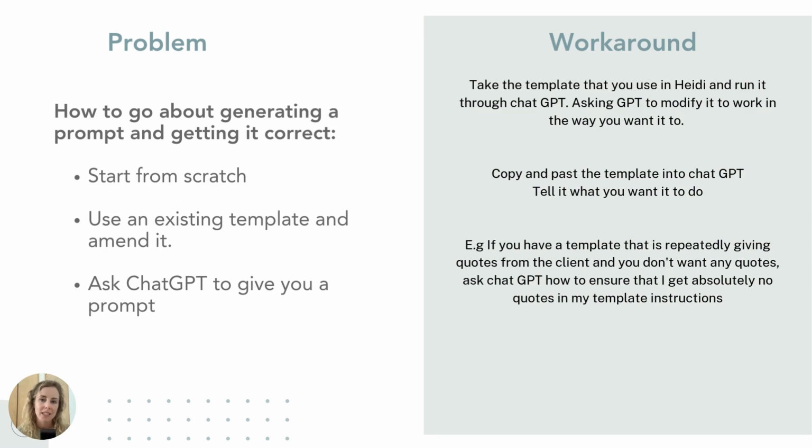A really good place to start, if there's not one that you would like to use, rather than starting from scratch, is to maybe use an existing template and amend it. A good workaround is using something like ChatGPT to advise you. You could take a template that you want to use, or a concept that you'd like to use. For example, if it's ACT, you can put that into ChatGPT and ask it to give you a list of instructions that you can input into Heidi.